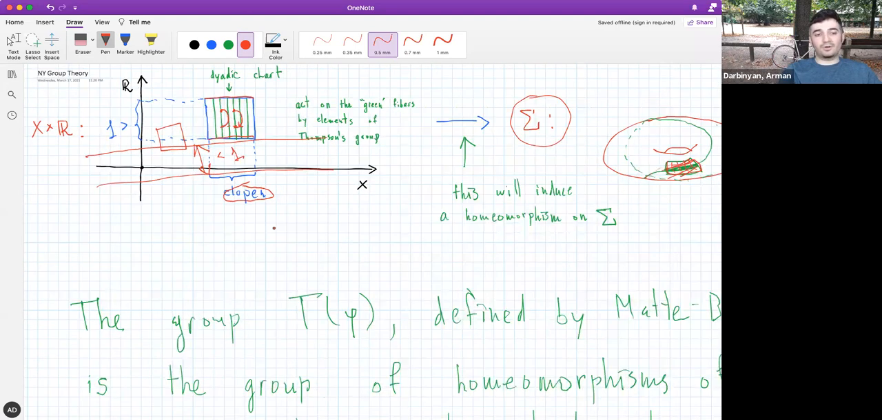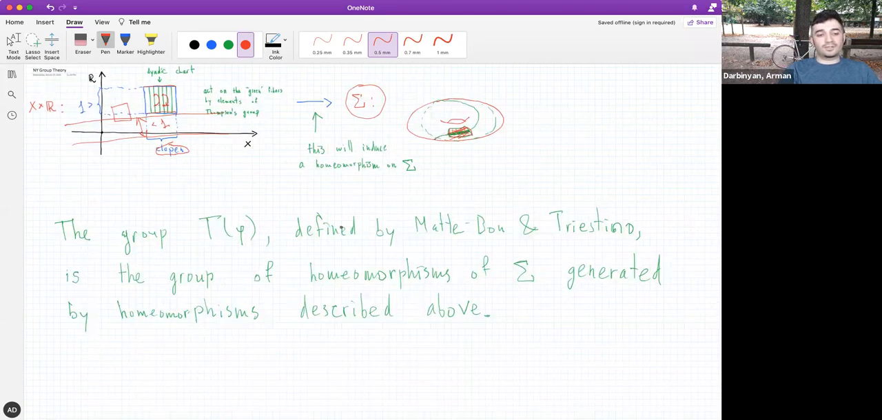This group of homomorphisms that is generated by these homomorphisms is denoted by T phi in the paper of Matte Bon and Triestino. And the remarkable theorem of Matte Bon and Triestino states that T phi is finitely generated, it is simple, and it is left-orderable. So this is pretty much the construction.